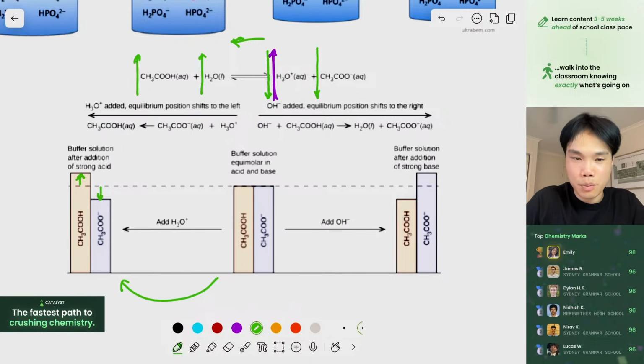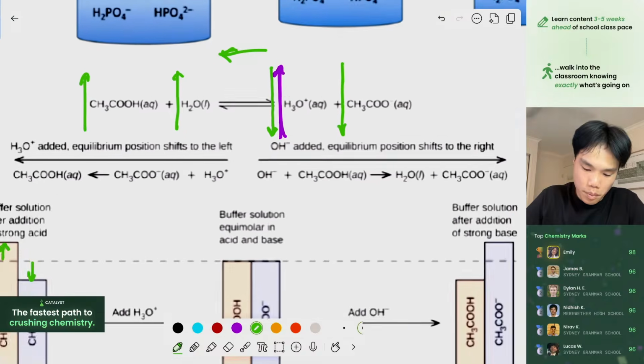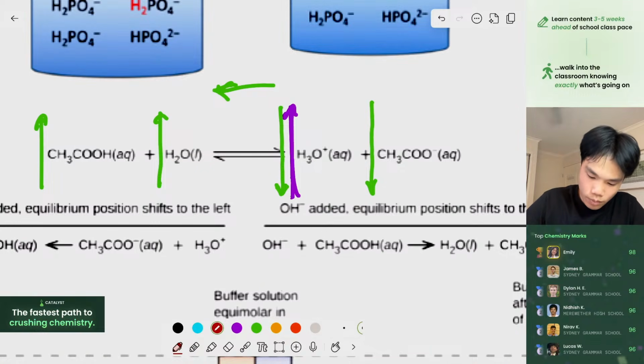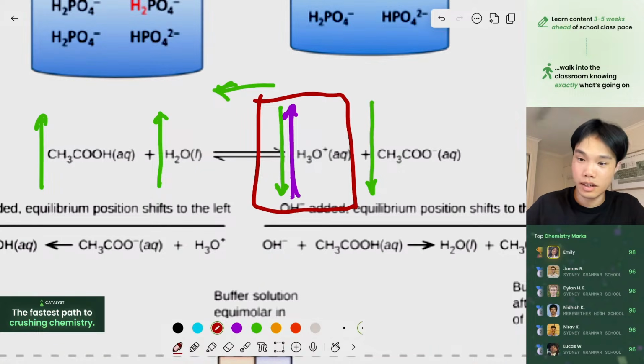And what happened to pH? This is the question that I want us all to answer. Has pH changed significantly or not, based on what's happened to our hydronium? Has the pH changed a lot, or has it not really changed? Type in chat. What do we think? Has pH changed a lot or not?